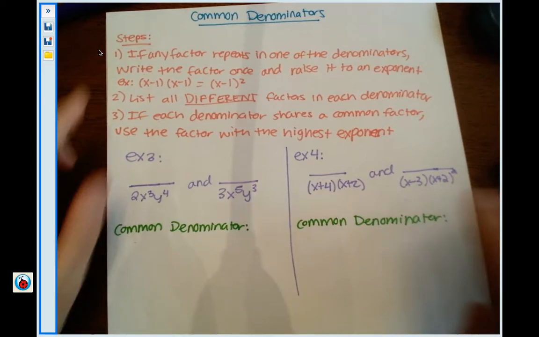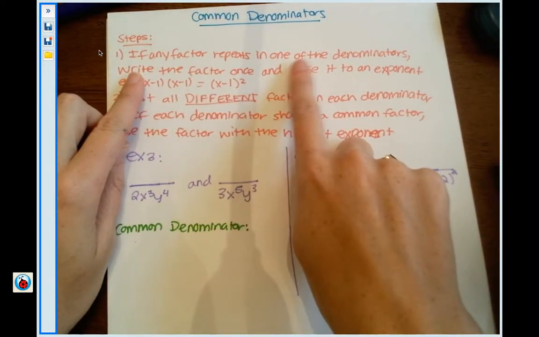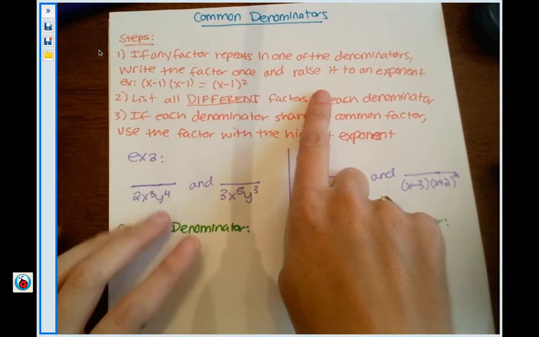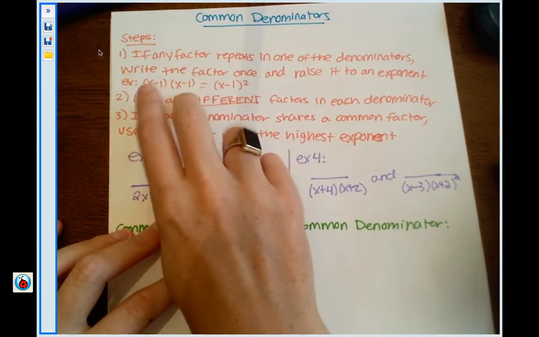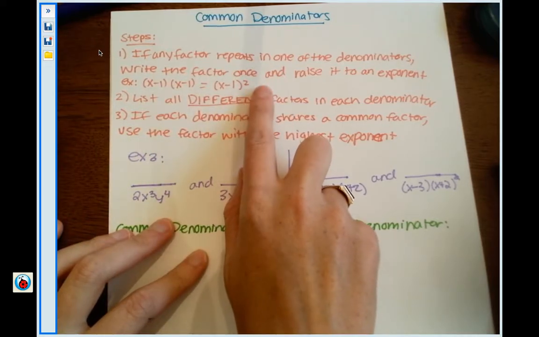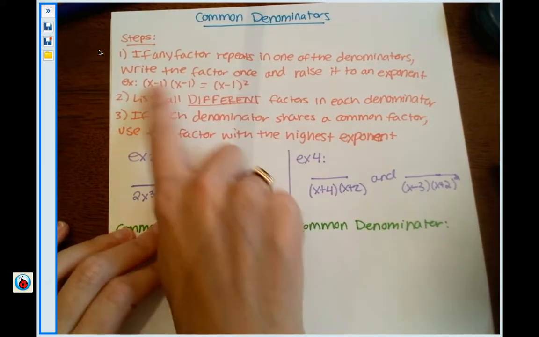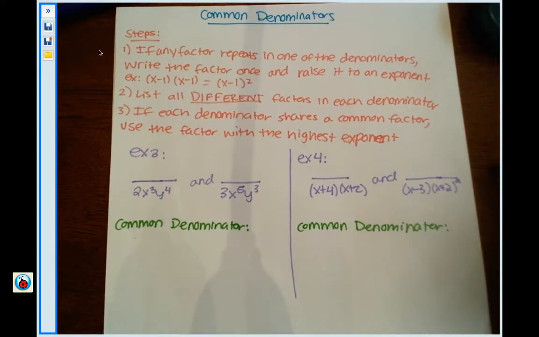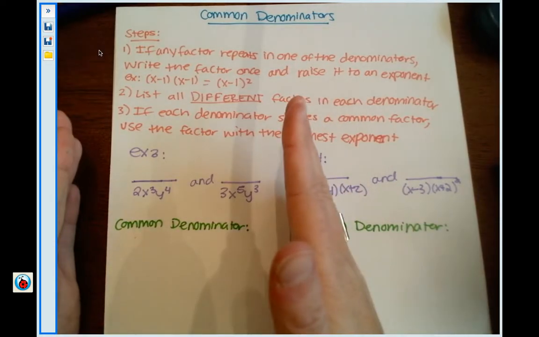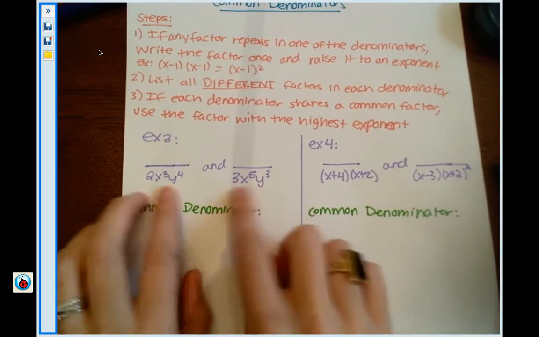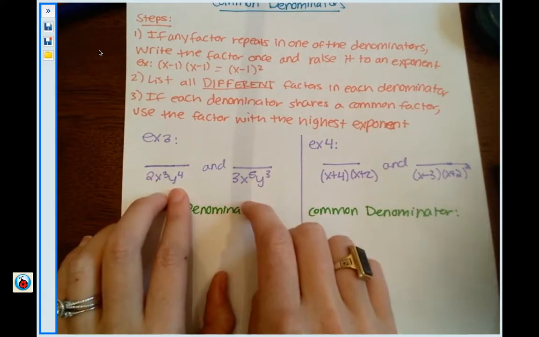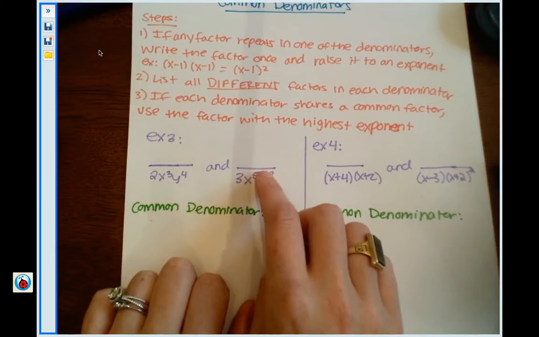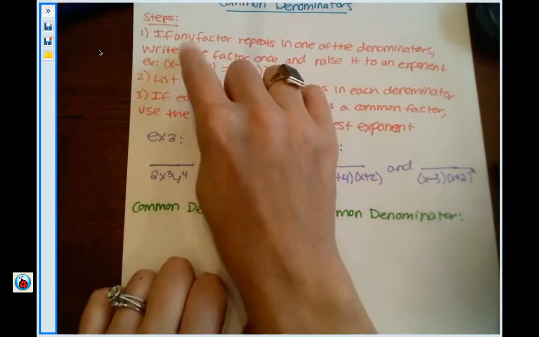So our steps. If any factor repeats in one of the denominators, we write the factor once and raise it to an exponent. So if under one denominator you get two of the same factor, just write it as one and the exponent will be how many times it repeats. So this one, like x minus 1 repeated 2 times, so we wrote it as an exponent of 2. Okay, so looking at example 3. I can't really factor it first of all because monomials you can't factor. So I don't really have a repeated factor in any of my denominators, so that step doesn't apply. So step 1 done.